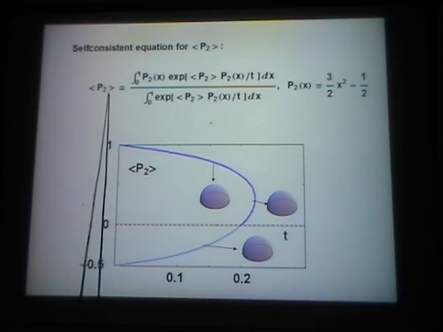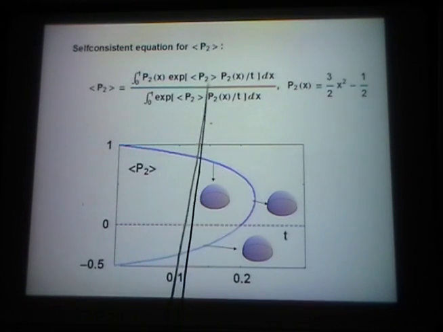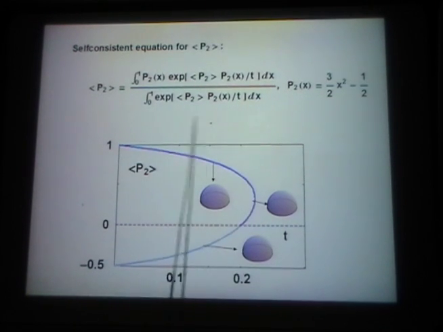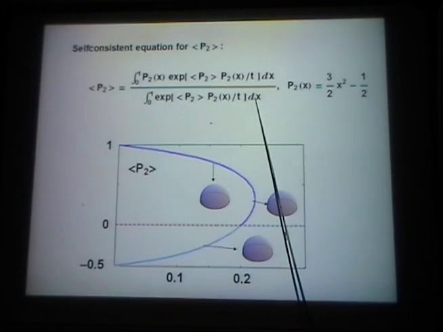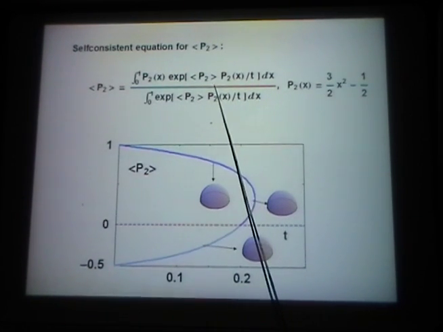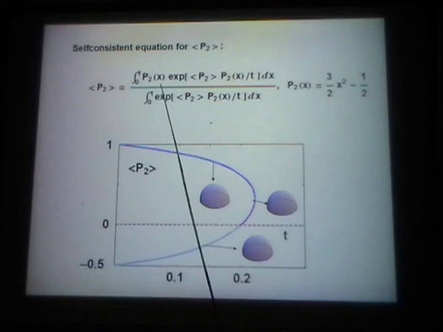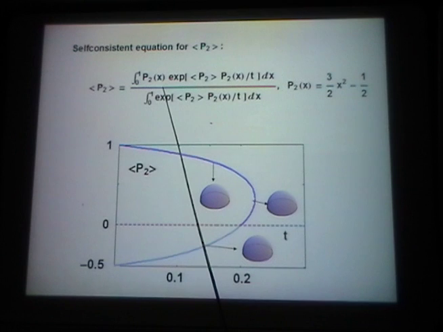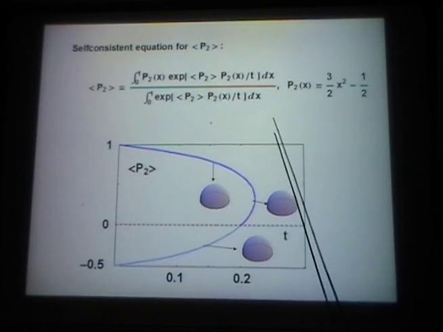of P2, which is just a one-dimensional integral of P2(x) with the exponent of the average value of P2(x) divided by T, dx, and the normalization. Note that this equation always has the solution where the average value of P2 equals 0. If I substitute 0 in here, then because of orthogonality of Legendre polynomials, I get the integral from 0 to 1 of P2, which will be 0, so I get 0. So 0 is 0.